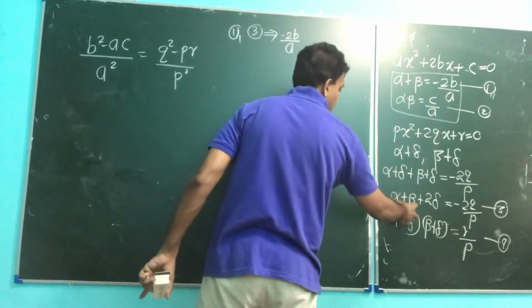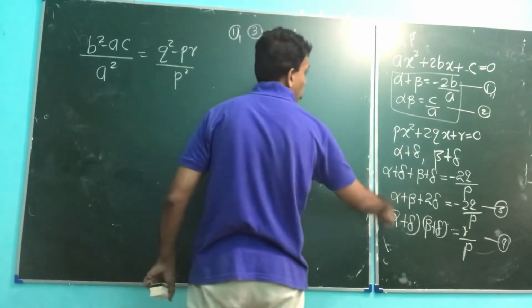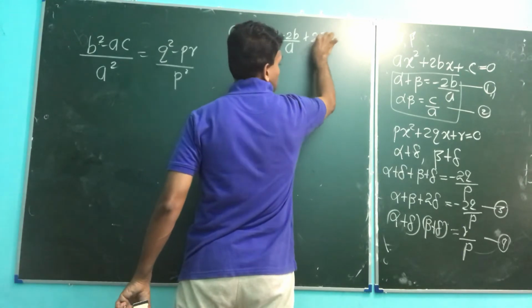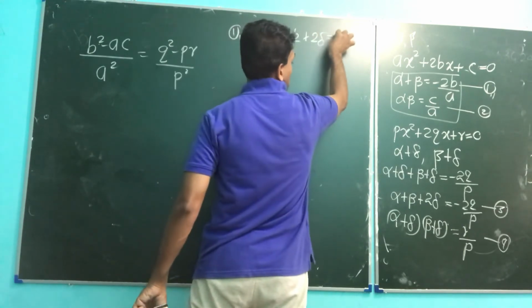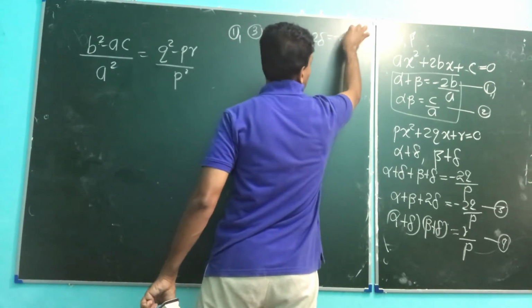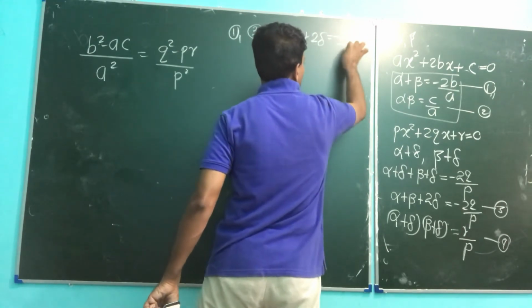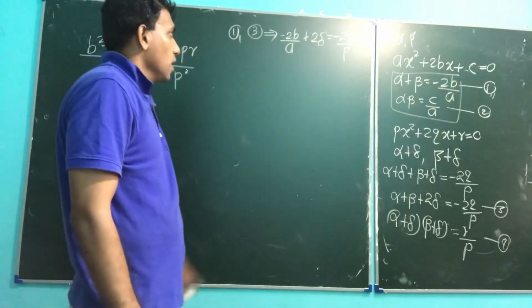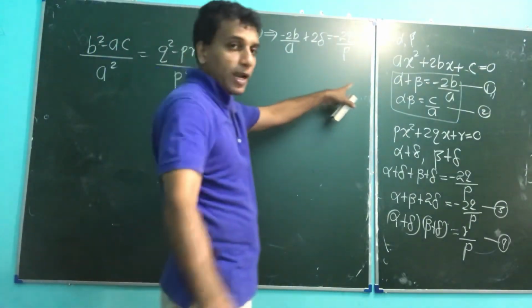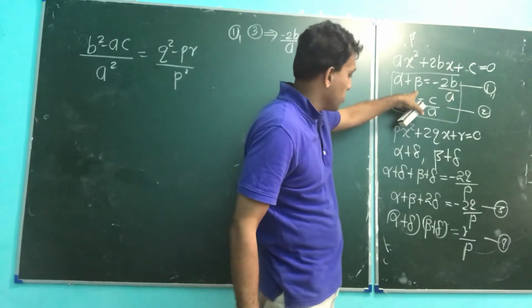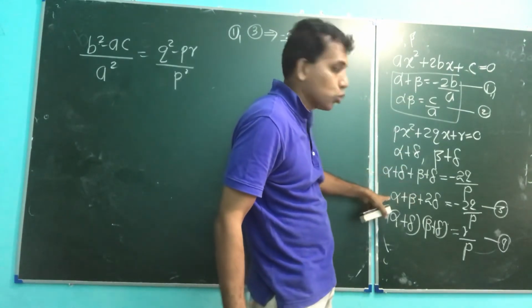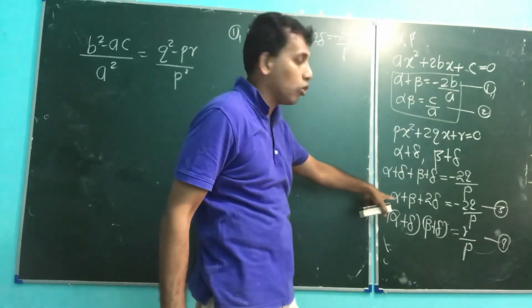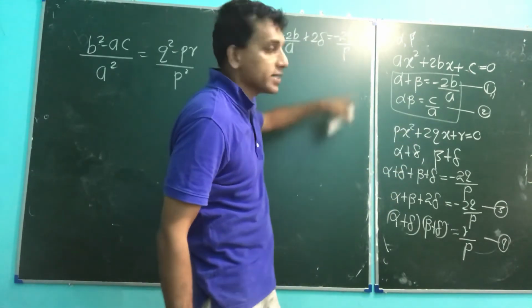Okay, now connect the 1 and 3. You can apply alpha plus beta equals minus 2b over a, plus 2 delta, equal to minus 2q over p. Very useful problem. Any problem, message me. So alpha plus beta is minus 2b over a, and then plus 2 delta.